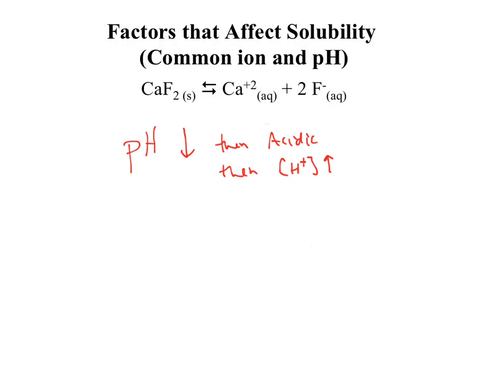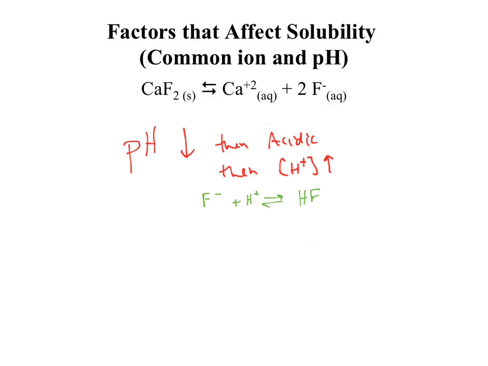What happens if we take a look at F minus and we react that with H plus? What do we get? HF. What can you tell me about HF? Careful. It's definitely an acid. It's a weak acid. Because it's a weak acid, what does that mean? We are in equilibrium, which means some of that F minus becomes HF. Do we have as much F minus now? No. So what happens?